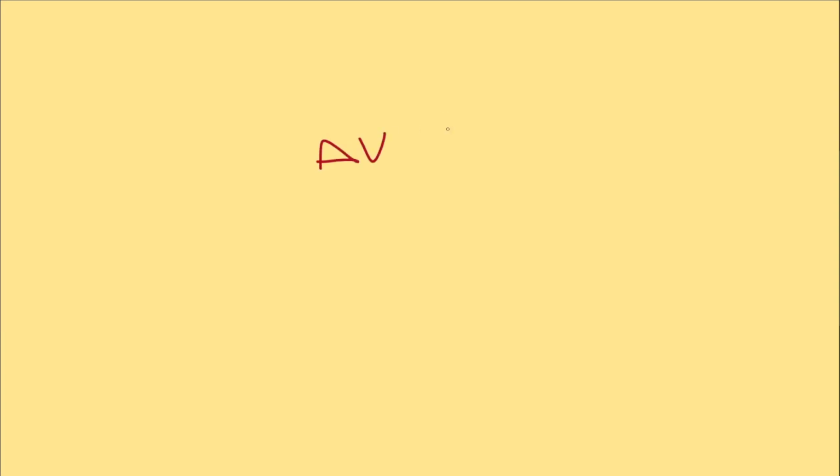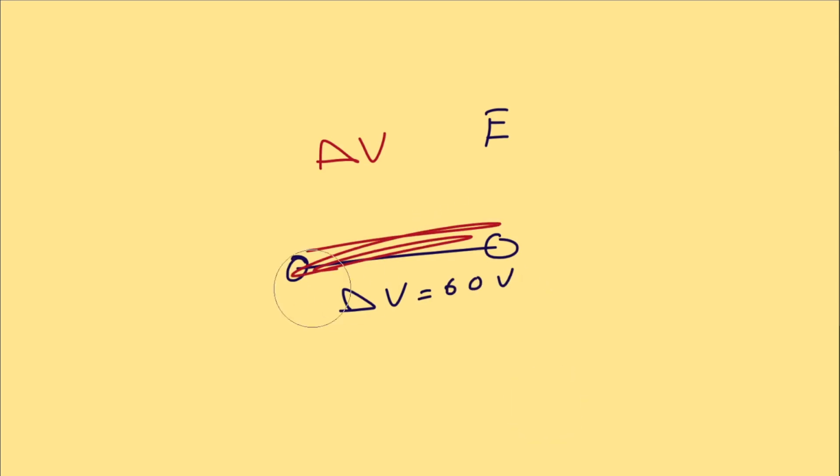How do we get from a voltage difference to an electric field? If I know 2 points have a difference of 60 volts, then can I figure out how strong the field in between must be? The answer is yes, and it's easier than you think. This is how we link them together.